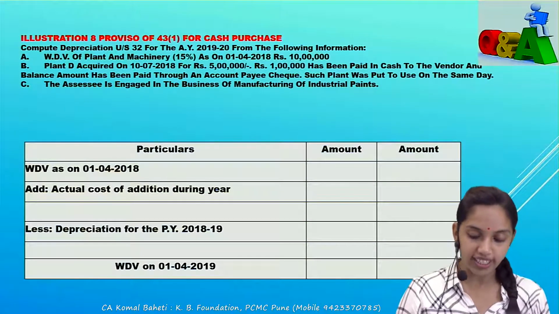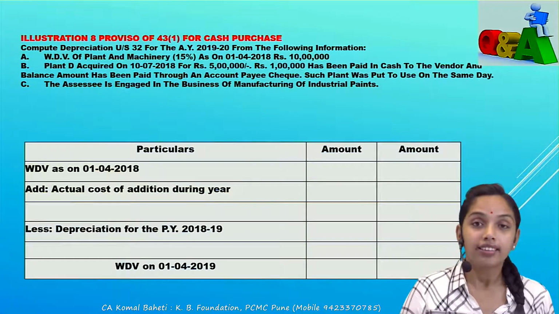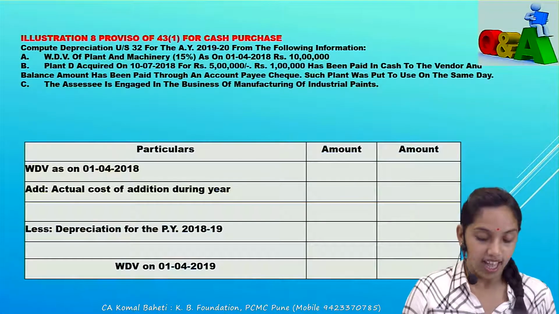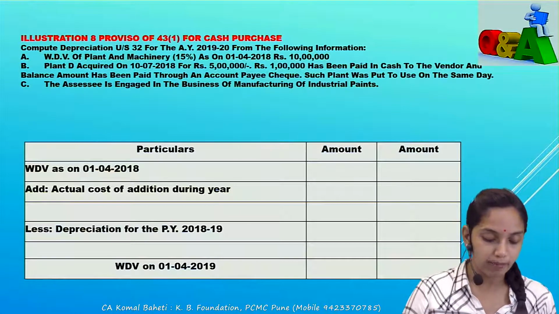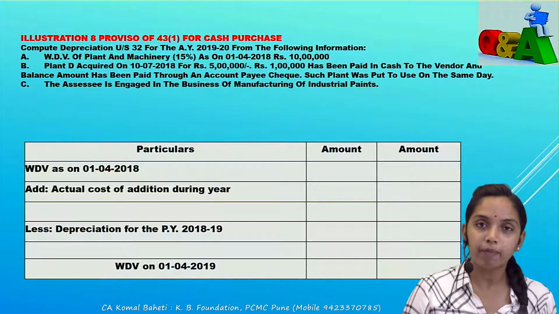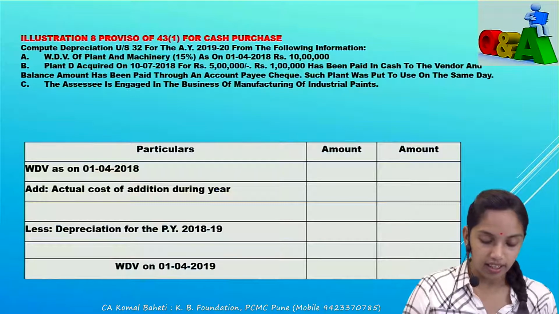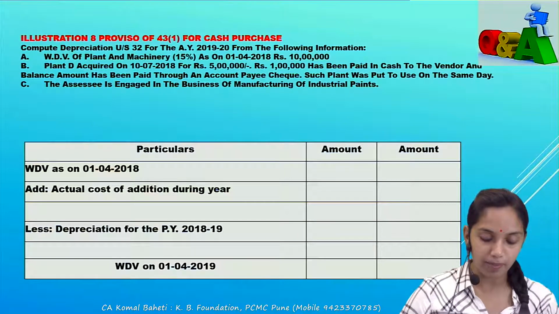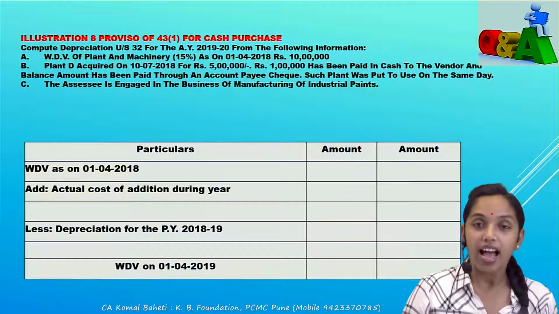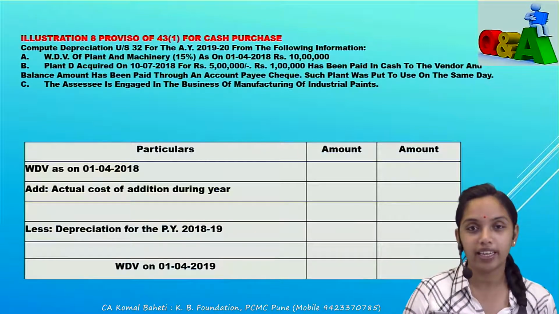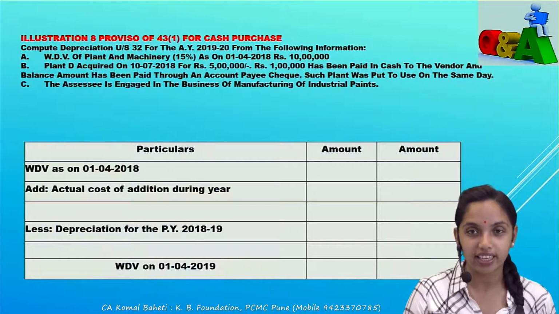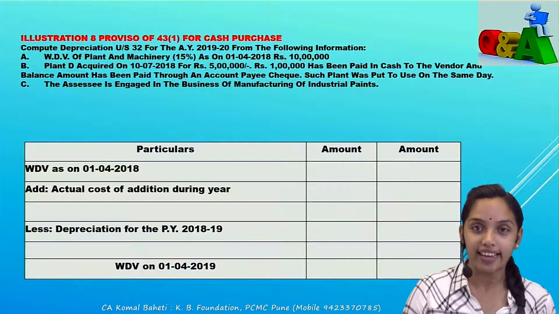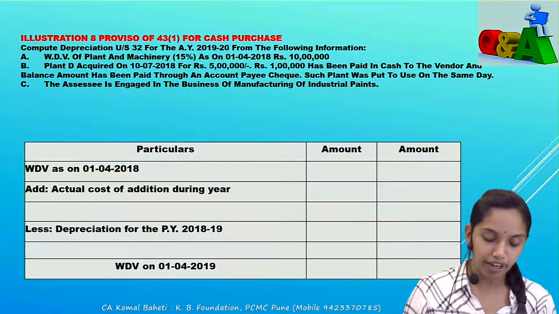There is Illustration 8 in your book. Compute the depreciation under section 32 for the assessment year 2019-20 from the following information. The WDV of the plant and machinery block belongs to the 15% category, and the value as on 1st April 2018 was 10 lakh. You have been asked to calculate the depreciation for the assessment year 2019-20, meaning for previous year 2018-19. So the opening WDV value is 10 lakh.